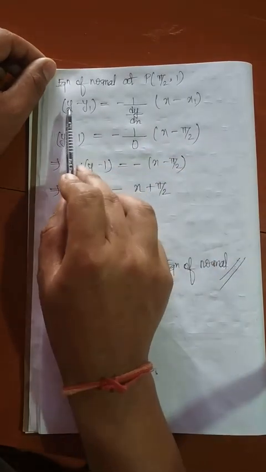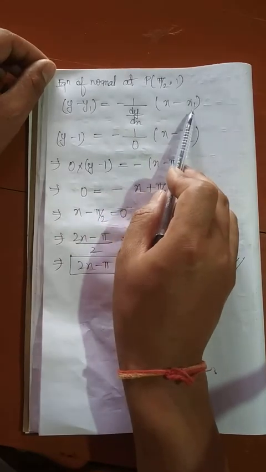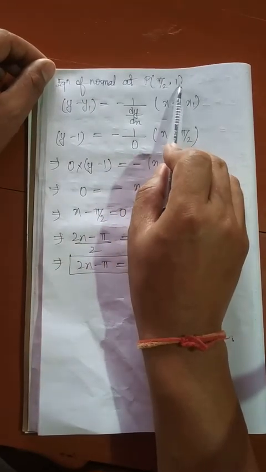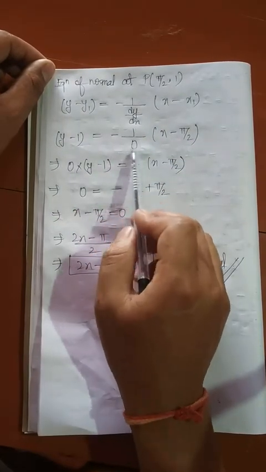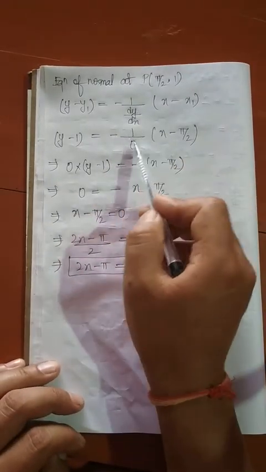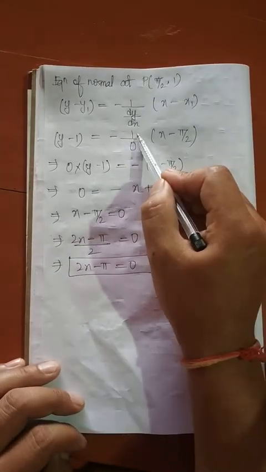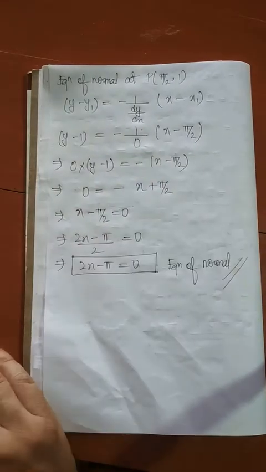The formula is the same: y minus y1 is equal to minus 1 divided by dy by dx, times x minus x1. Here x1 is pi by 2 and y1 is 1. So y minus 1 is equal to minus 1 divided by 0, because the value of dy by dx is 0. Now don't put the value as infinity, because if you do, you will not be getting the equation of the normal.